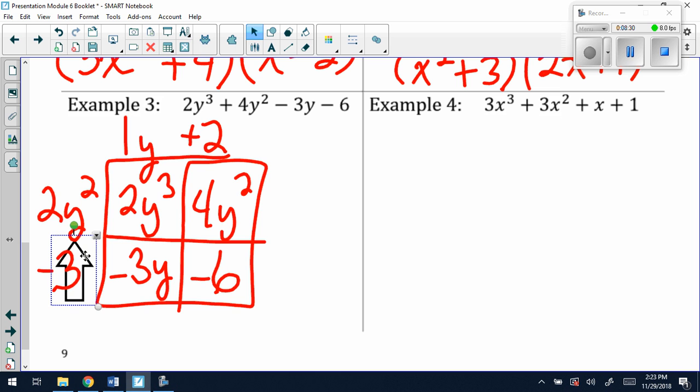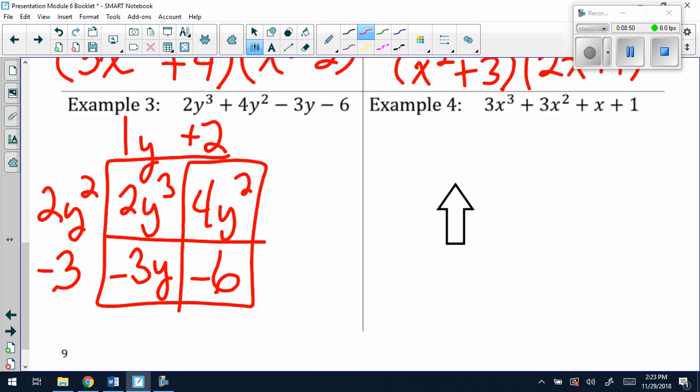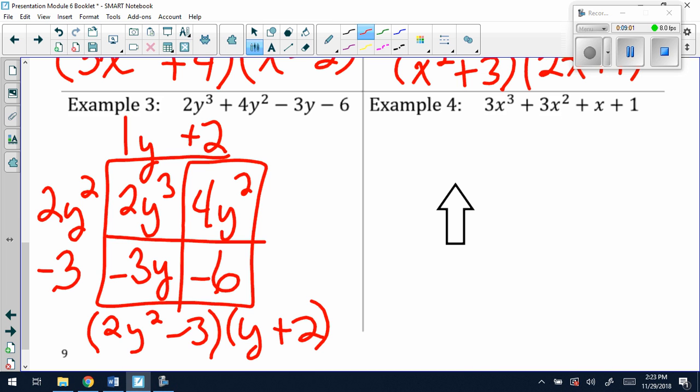Doing a quick remultiply. 2y squared times 1y is 2y cubed. 2y squared times 2 is 4y squared. Negative 3 times 1y is negative 3y. Negative 3 times 2 is negative 6. So it all multiplied out correctly. Now I'm going to write my answer. 2y squared minus 3 times y plus 2. We'll do the last one together and go over it in class.